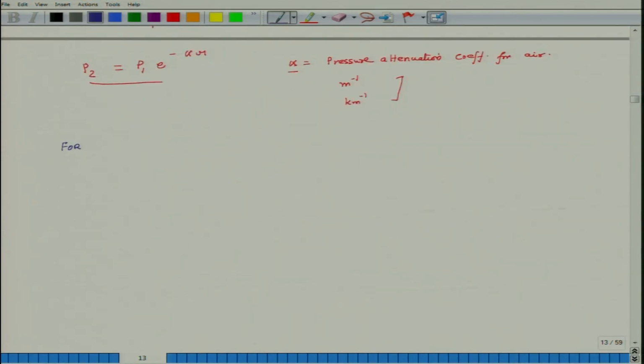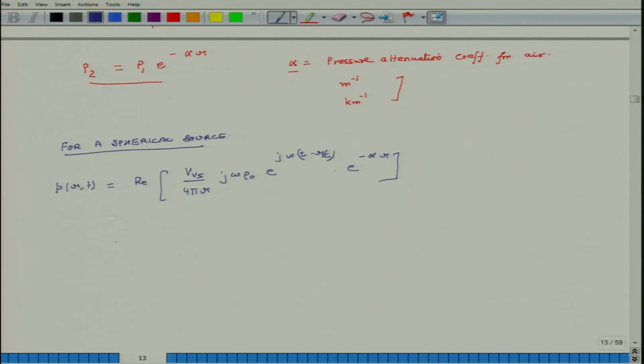So, I will write down this expression again. For a spherical source, p(r, t) is what? It is equal to real of V_s divided by 4 pi r, j omega rho naught e to the power of j omega (t minus r by c), times e to the power of minus alpha r.